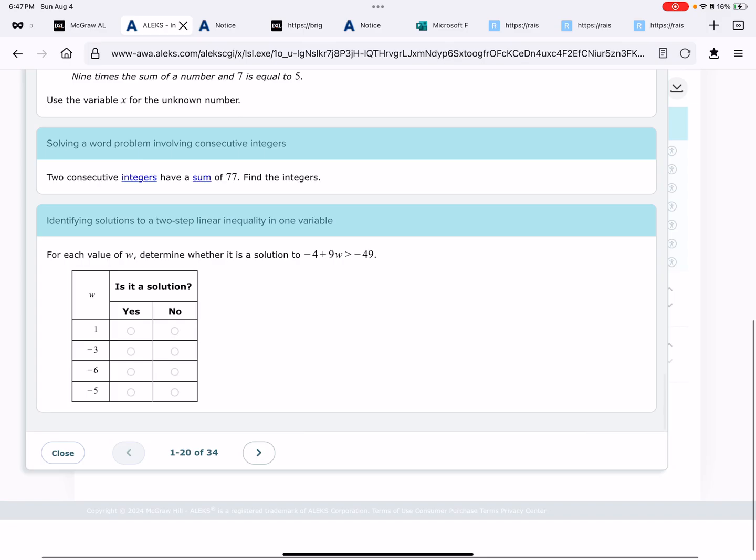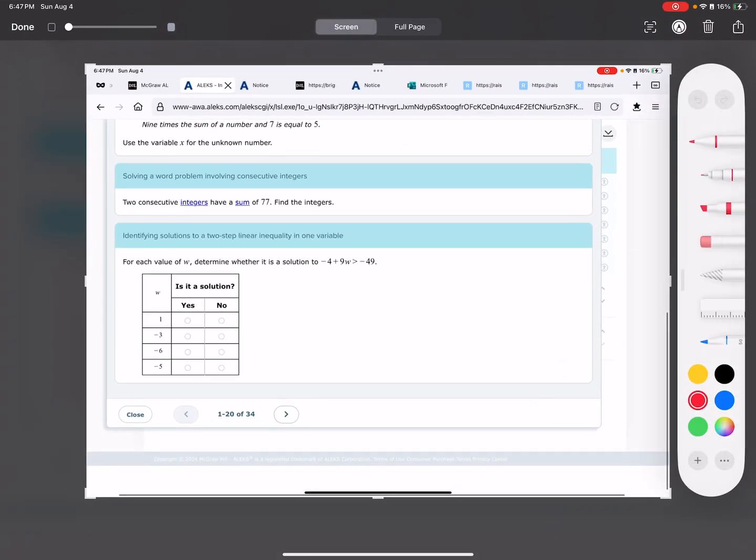Okay, let's look at this one. It says identify solutions to a two-step linear equation. For each value of w, determine whether it's a solution to this one here. Okay, so let's just solve it. I mean, you can plug w in if you want to do that. I'll show you a quick way, and then this is the harder way to do it. Negative 4 plus 9 times 1 is greater than negative 49, and just see is it true or not. So this is negative 4 plus 9 is greater than negative 49, and that's going to be 5. 9 minus 4 is 5, is greater than negative 49. Is that true? Is 5 bigger than negative 49? Yes, that is true. So you'd say yes.